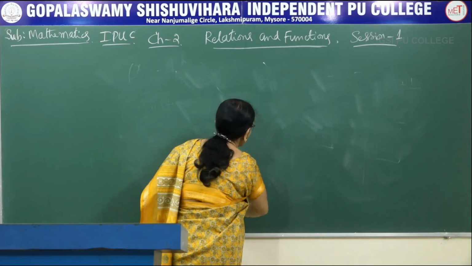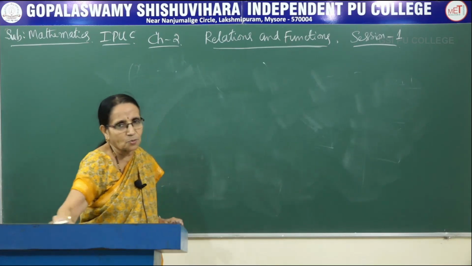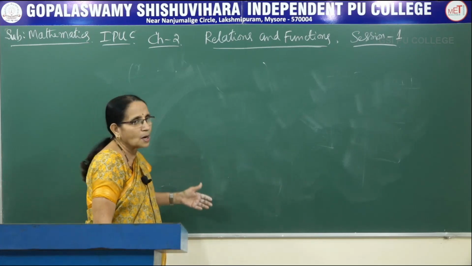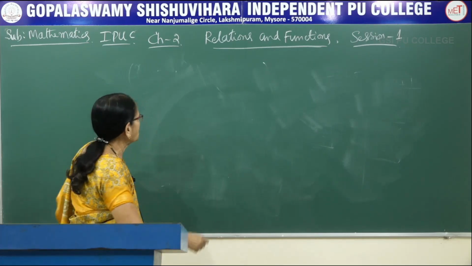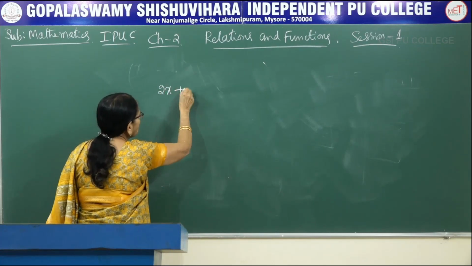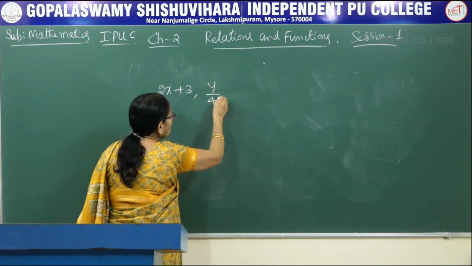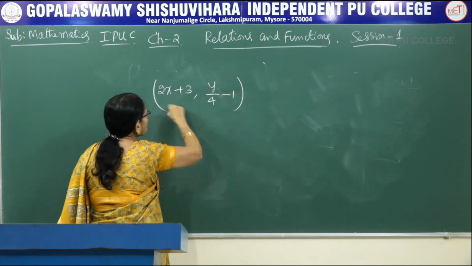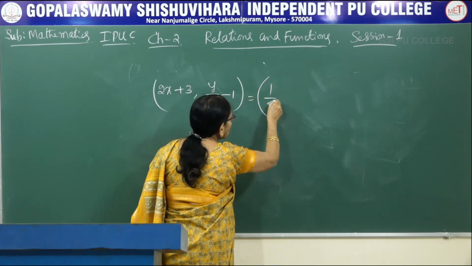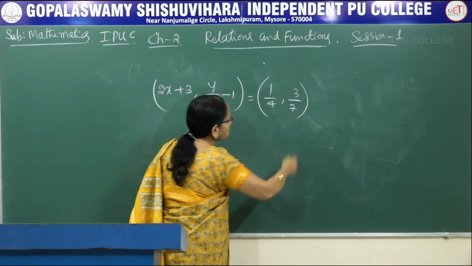Okay, when two ordered pairs are equated, we will be equating the corresponding elements, first elements as well as the second elements, then we can get the value of both the unknown quantities. Let me have another problem. (2x + 3, y/4 − 1), if this ordered pair is equal to (1/4, 3/7).